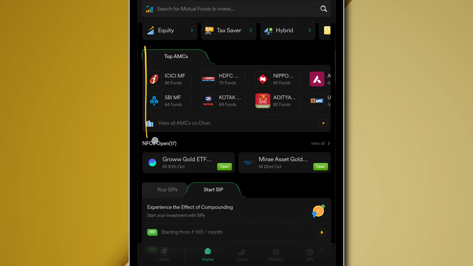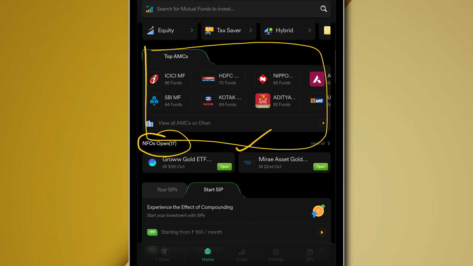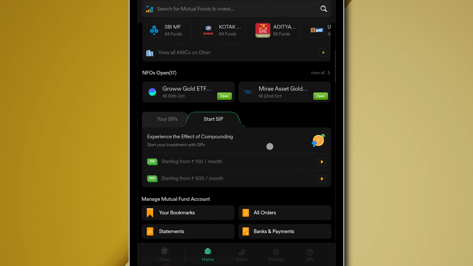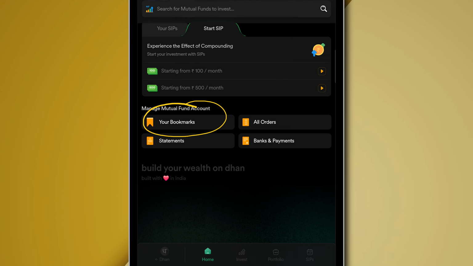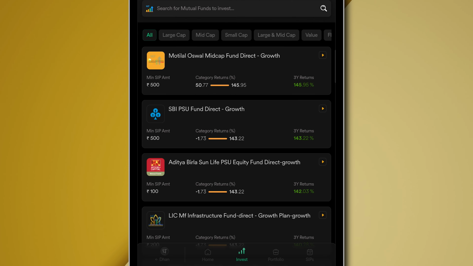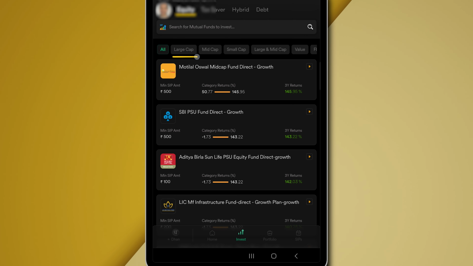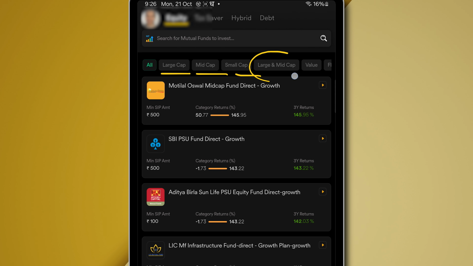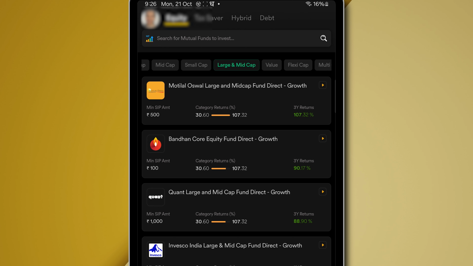If I want to select via a particular AMC, we could look at that also. And NFO are new funds which are just launching. That option also shows up over here. I could have bookmarked funds and they will show up over here in the bookmark section. For now, I am thinking I will just go and look at a plain Jane equity fund. So I'm going to click on the equity option, and within equity I have large caps, mid caps, small caps, or large and mid caps together as options. So I'm going to click on large and mid caps together as options.